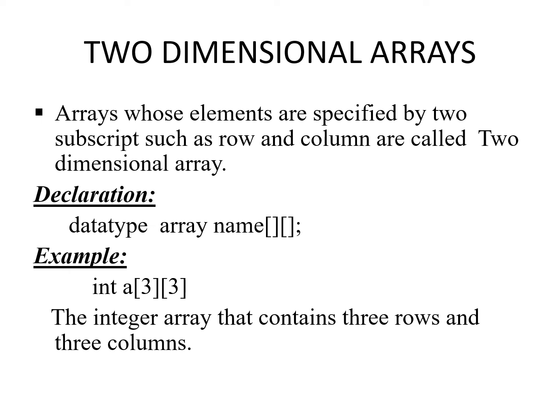Now we see the two-dimensional array. Arrays whose elements are specified with 2 subscripts, that means row and column, are called two-dimensional arrays. Now we see how to declare a two-dimensional array. In this we have created an integer array with 3 rows and 3 columns named A. So in total there are 9 elements in this array.